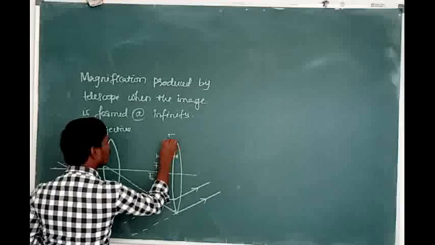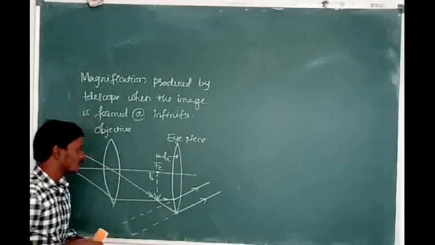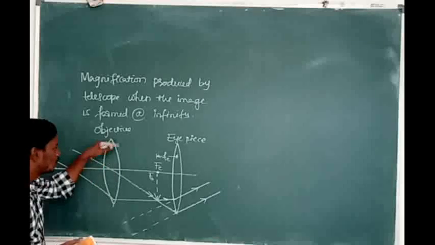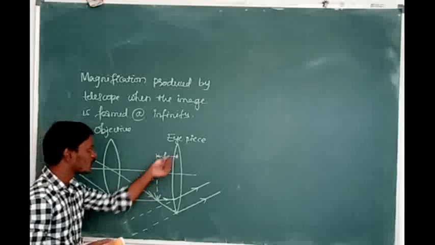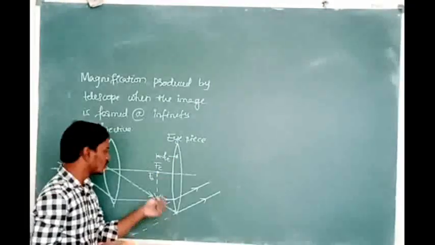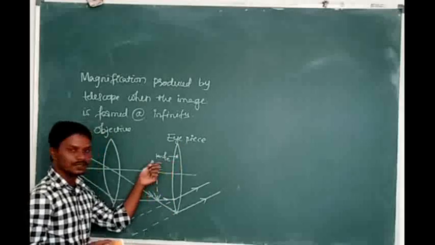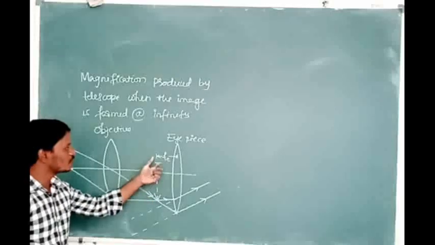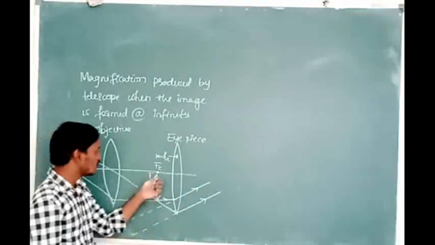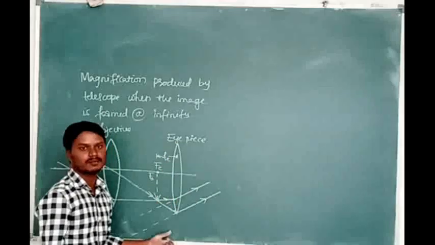And it is an eyepiece. Then see, the image formed by the objective lens acts as an object for the eyepiece. Then the distance of this object from the eyepiece can be taken as uv, but that uv is equal to fp. Why is uv equal to fp here? Because the image is formed at the first principal focus of the eyepiece.